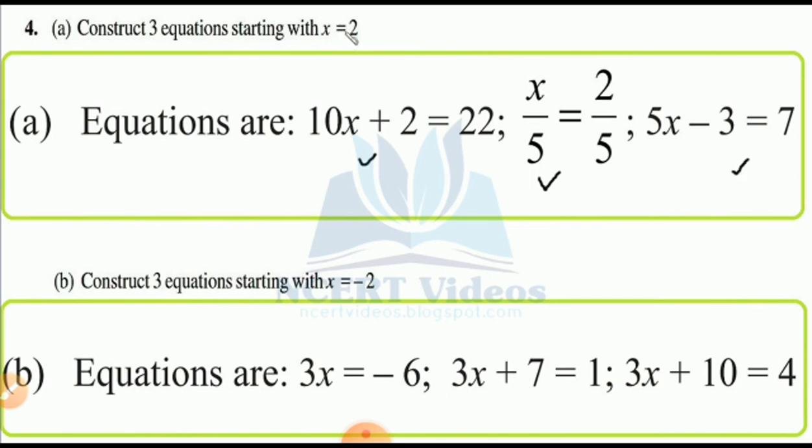Not here whatever I am showing. Look at the B. Construct 3 equations starting with x is equal to minus 2. जिसका आंसर minus 2 आना चाहिए. कोई भी बना सकते बट ऐसा नहीं जरूरी. Yes, 2x is equal to minus 4. Very good. As it is? 3x is equal to minus 6. 3 को इधर दोनों से काट दिया. x is equal to minus 2 मिला आपको आंसर.